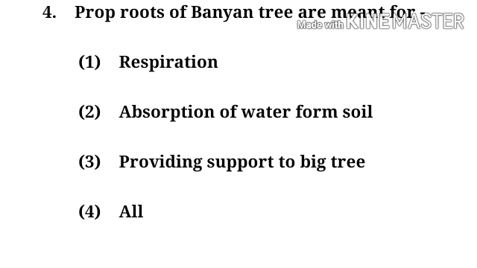Number 3 is providing support to big trees. The lifespan of these big trees is long, and due to this, the prop roots are useful to support such bigger trees. So about 3 options are correct: number 1 respiration, number 2 absorption of water from soil, number 3 providing support to big trees. Due to this, option number 4 is correct, that is, all of these are correct with respect to the prop roots of banyan trees.